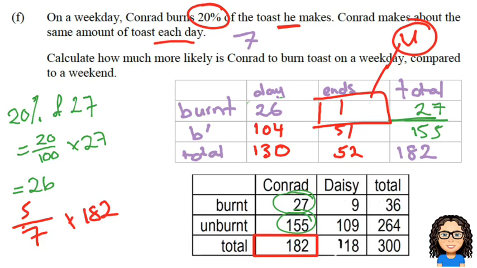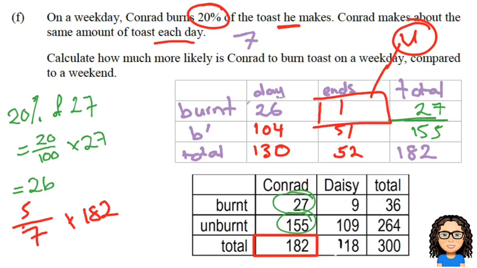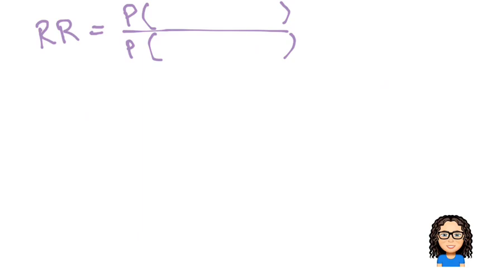Now we want to work out this risk. So calculate how much more likely is Conrad to burn toast on a weekday compared with the weekend. So how many times more likely? We're talking about relative risk. So I want to know the relative risk, and I'm comparing my two probabilities. And in this case, we're talking about burning toast on a weekday versus the weekend. So I want to talk about weekdays, and then I want to compare that to weekends, and I want to look at it in terms of burning toast.